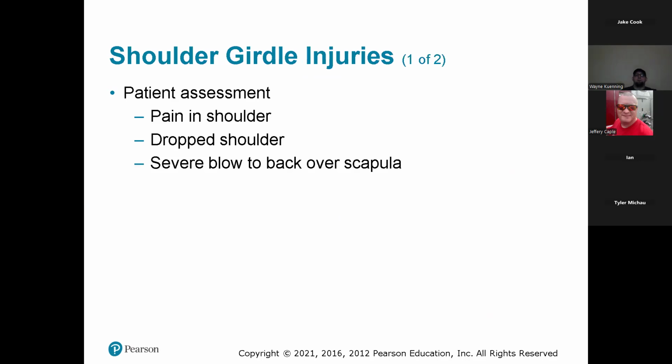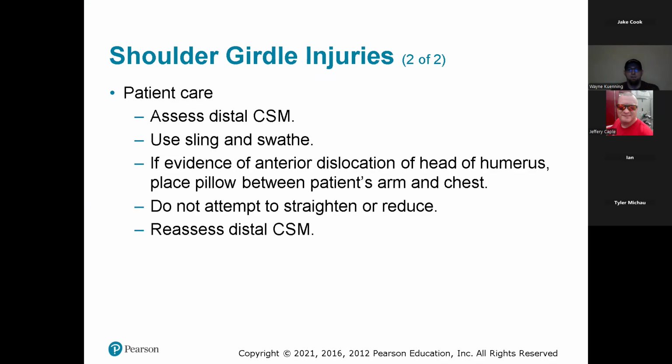Shoulder girdle injuries. Pain in the shoulder, drop shoulder. A severe blow to the back over the scapula is what's going to cause these injuries. Assess distal CSM. Use a sling and swath.